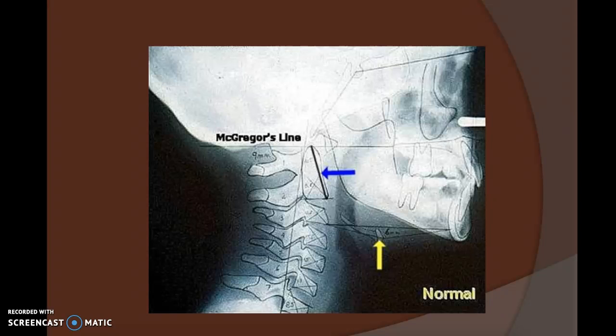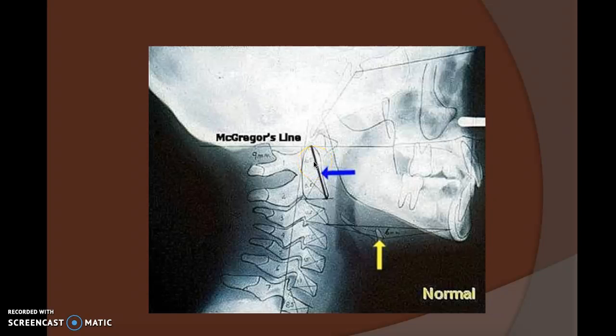This is the second video on TMJ Anatomy, and we're just going to talk a little bit about how we can quantify the forward head posture. Very briefly, we've got the McGregor line that goes from the posterior nasal spine to the occiput, and then we have a line going from the tip of the odontoid to the anterior aspect of the body. And this angle here should be 101 degrees plus or minus 5.